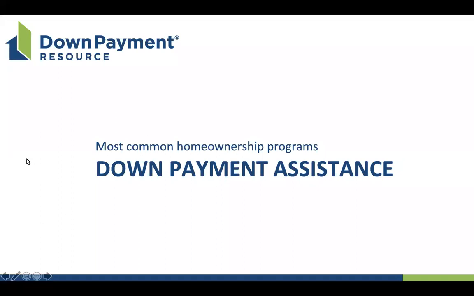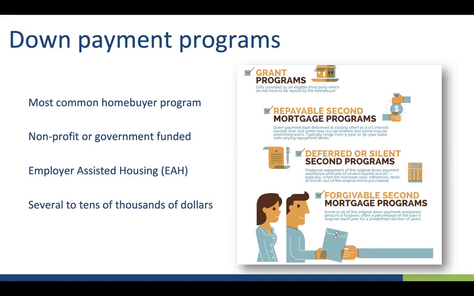So let's look at the most common type of homeownership program: down payment assistance. These programs are often nonprofit or government funded, sometimes from employers. They can offer from several thousand to even tens of thousands of dollars. You will see more money in higher cost markets from these programs. You'll also see higher income and purchase price limits in higher cost markets. We'll get to that in a moment.